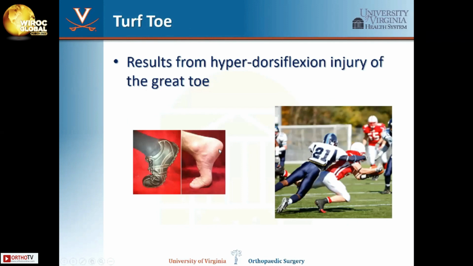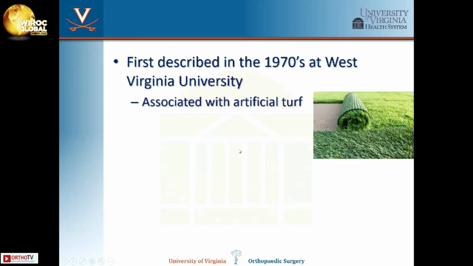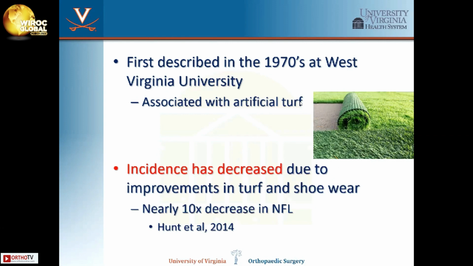These injuries typically result from a hyperdorsiflexion injury of the great toe. They're often described in the United States amongst American football players. Here's a picture of that position, and this would be how the injury occurs on the field. This was first described in the 1970s at West Virginia University, and it was associated with artificial turf primarily at that point. Obviously, the turfs have changed a lot over the years. It used to just be a little green pad over concrete, basically.